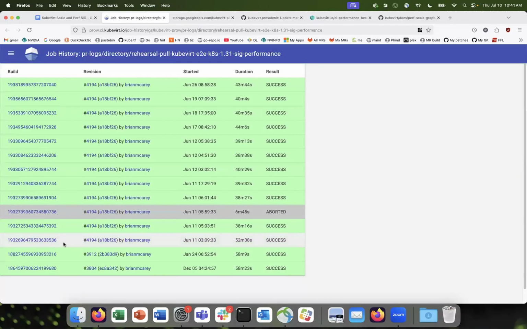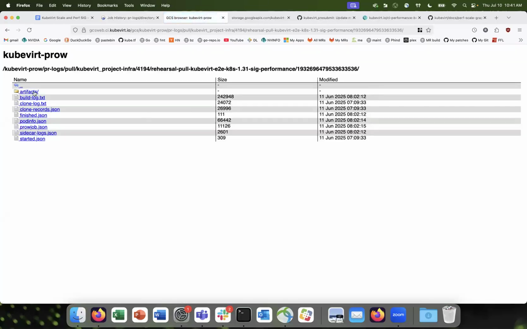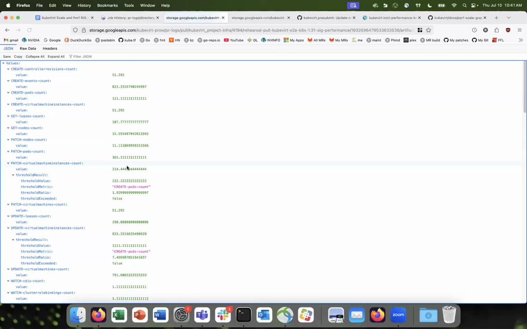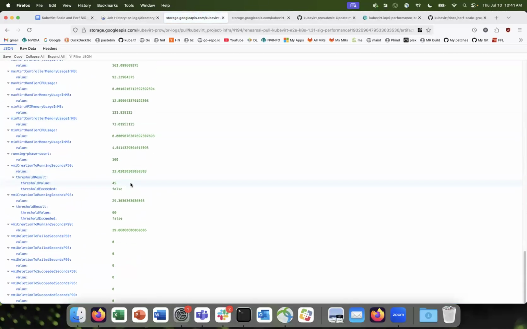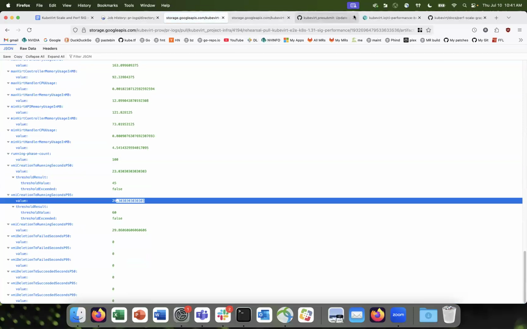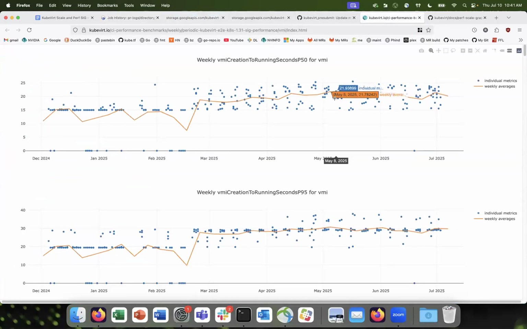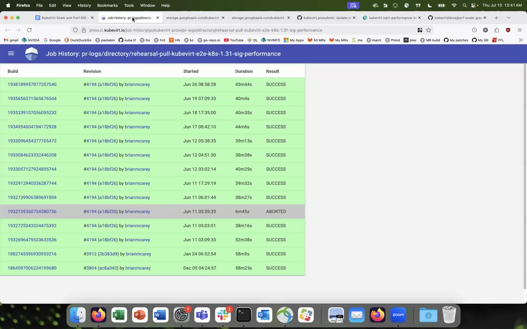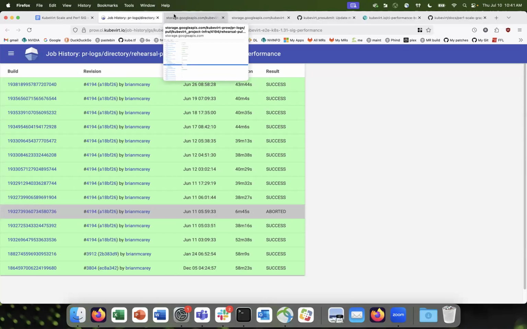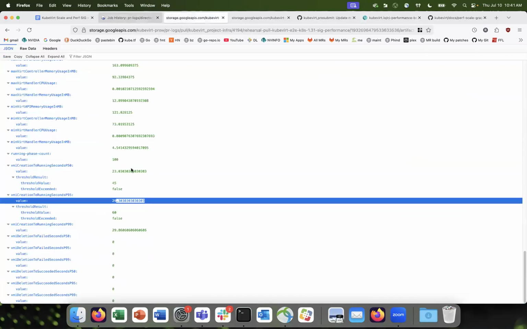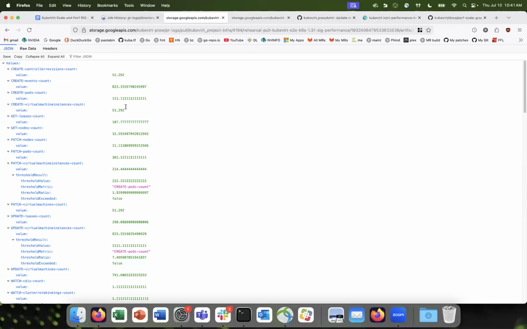Then let me go to, I don't know, one of the early ones here. 11, 23, 29. Yeah, so kind of on the upper bound of this trend line, but still within reason. Yeah, I think Lubo, this seems to check out. I think this is showing what we expect to see.